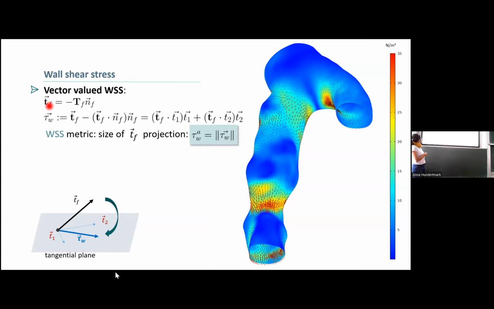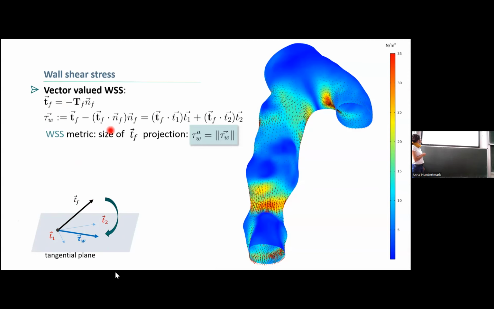So we have T_F, which is the stress vector, stress acting on the wall. So you have seen here some simplified figure. You have the tangential plane and this stress vector, which is showing somewhere. Okay, this is the stress of the fluid. Now, wall shear stress is nothing but a projection of this vector to the tangential plane. So this is this blue vector. Wall shear stress is a vector valued size, okay, but normally, so here are the formulas for it.